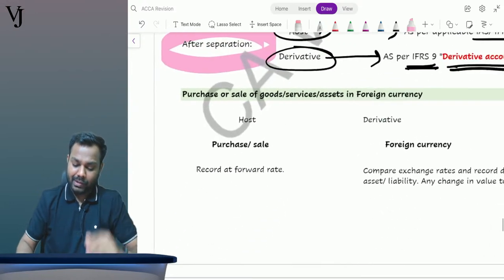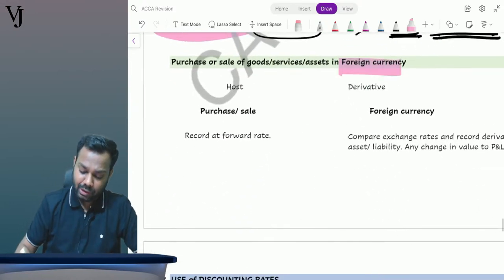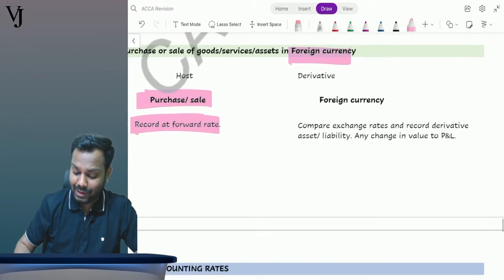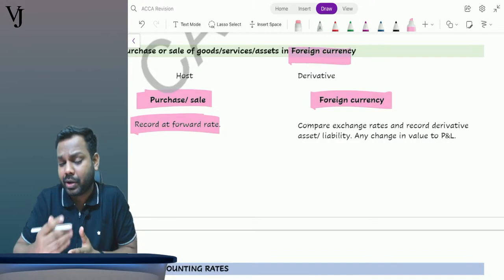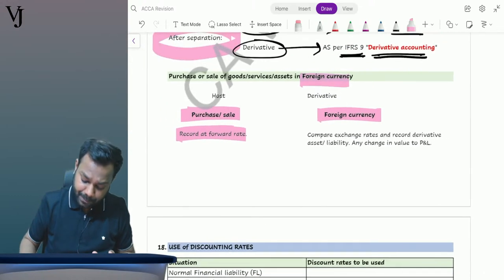Okay, now purchase or sale of goods in foreign currency. So what happens, the host contract is the purchase or sale, I will record the forward rate, and the foreign currency is a derivative contract, to which I'll apply derivative accounting.